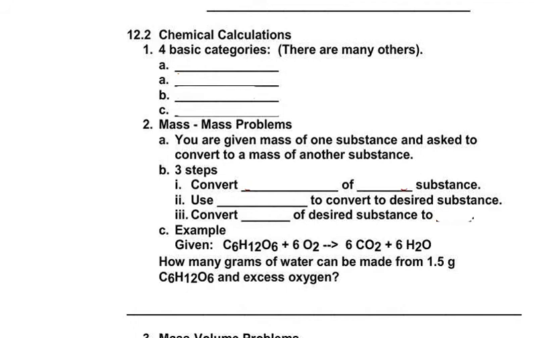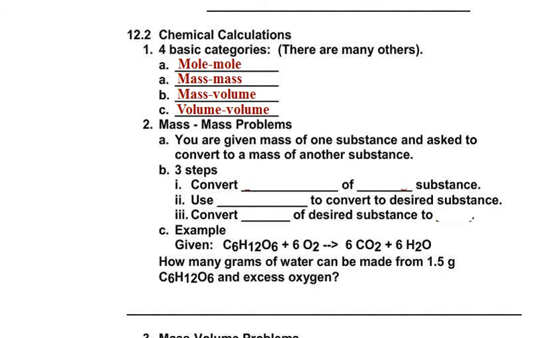So we have 4 basic categories in chemical calculations. There are many others. I realize there's a typo here in the outline, but you get the drift. The 4 basic categories: first one is mole to mole. We did those in 12.1. Okay, mass to mass, which is the most complicated of all of them, and we'll be doing those today. We'll also be doing an example of mass to volume and volume to volume. These are ridiculously easy, and you'll understand why when we finish today's lecture.